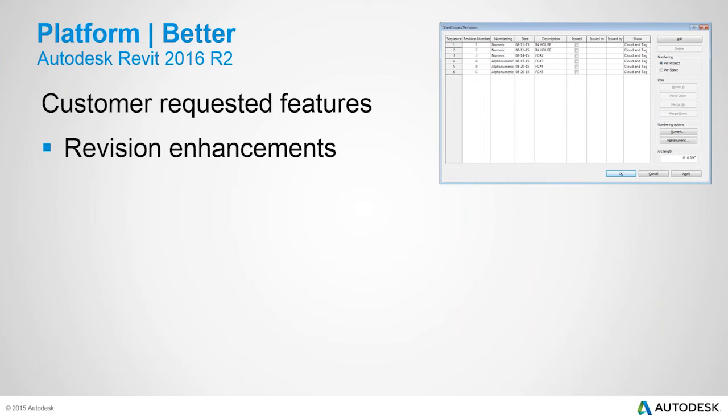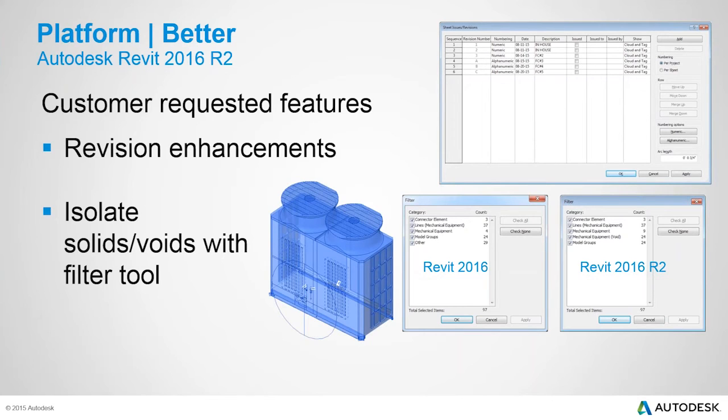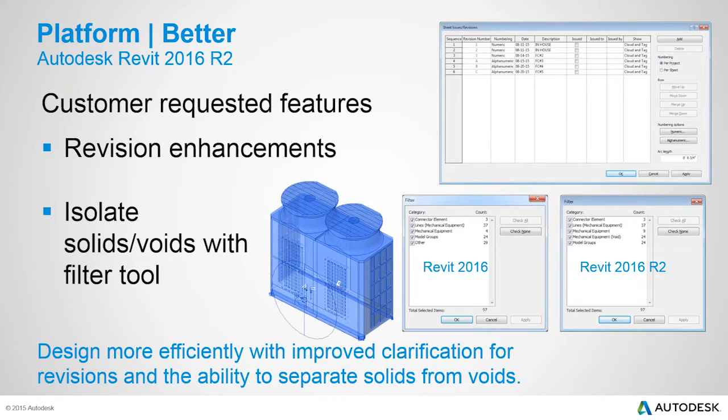Another one, this is to do with families, is isolate void or solid with a filter tool. If you've got a complicated family, it can contain lots of different bits of geometry, and sometimes it can be very difficult to multi-select only voids or only solid geometries within a family. This new feature allows the use of the filter tool to separate solid from voids by separating them into two different filter lists.